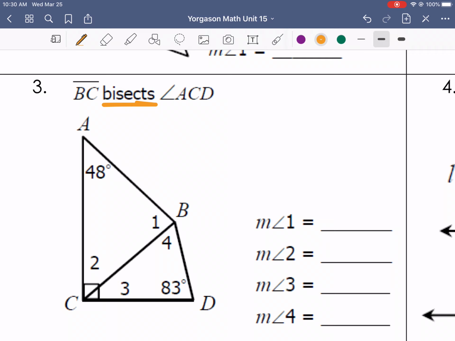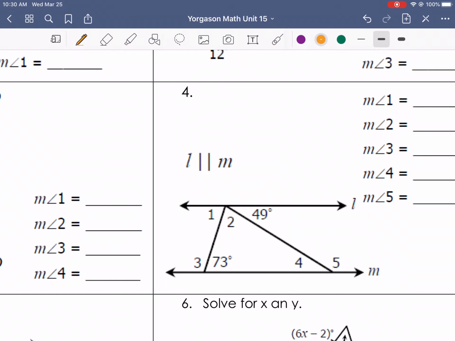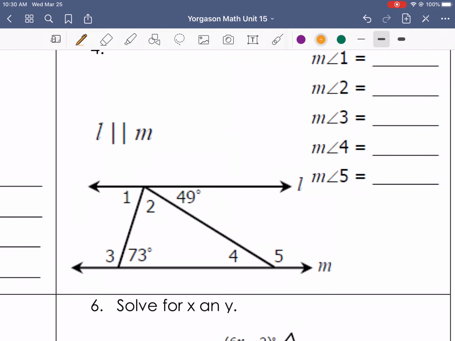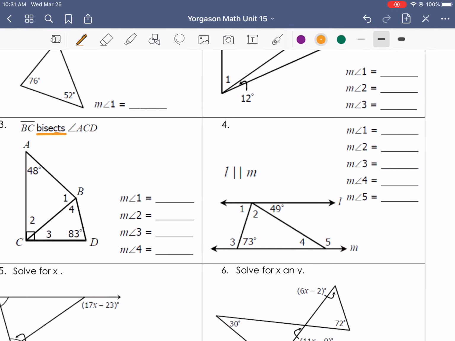Remember that if something bisects something, it cuts it exactly in half. So whatever measure the big thing was, we just divide that by 2. Number 3, this is going to rely on some of our knowledge from last time, right? So you might want to use alternate interior angles, linear pairs, in addition to this new thing.